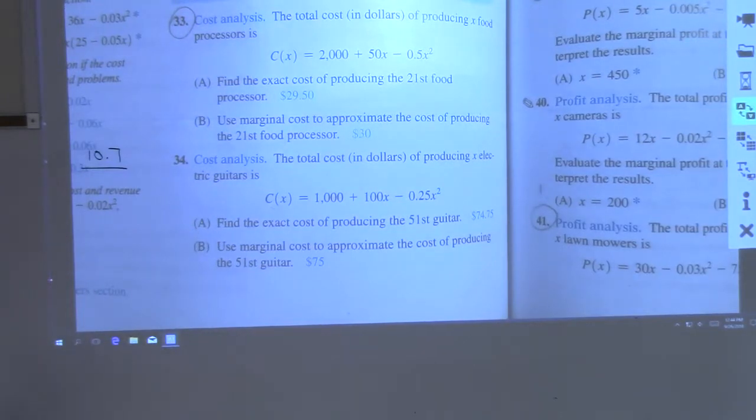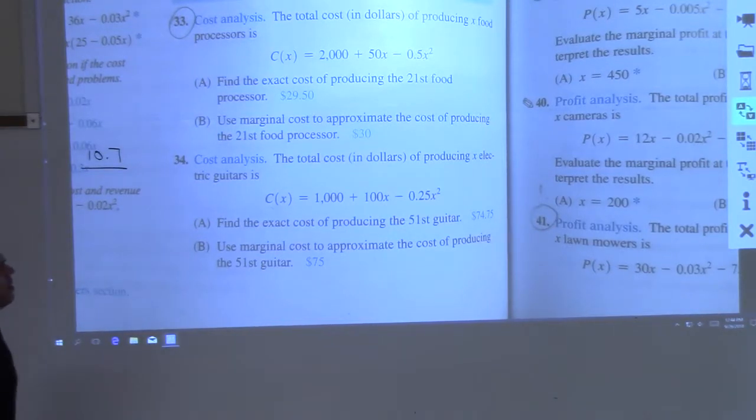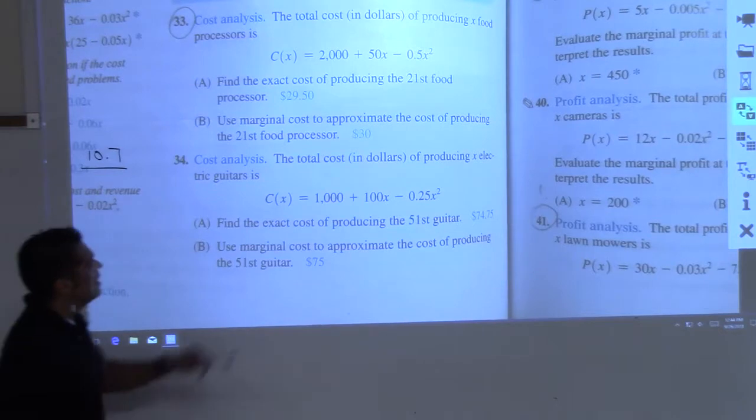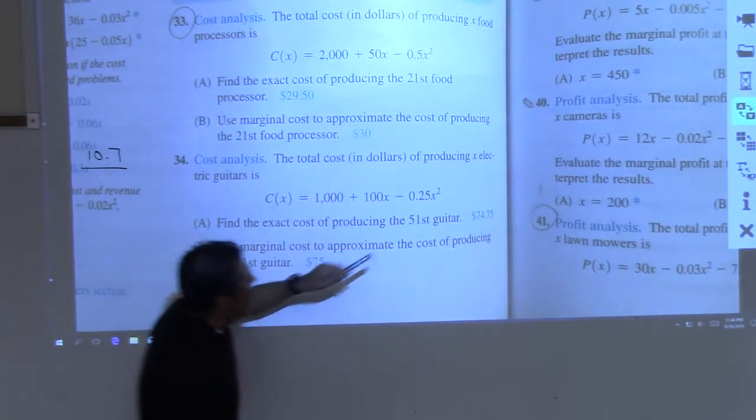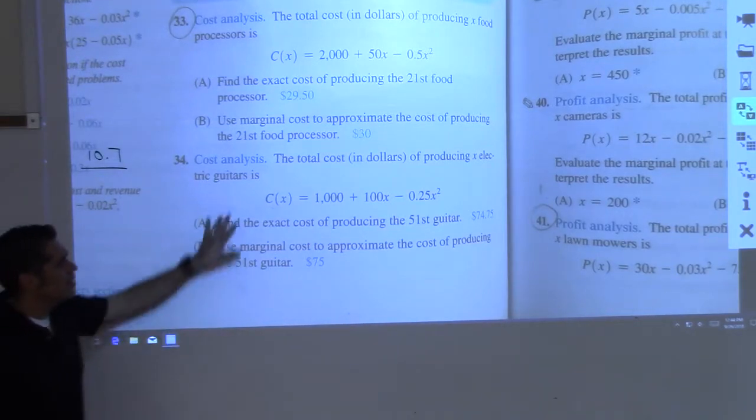So let's read this here. Cost analysis. Can you all read this all right? Can you all see this? Do I need to zoom in? Okay, the total cost in dollars of producing x electronic guitars is given to us with this function.